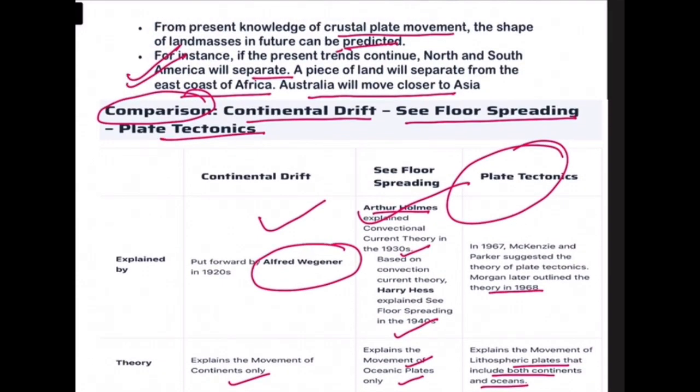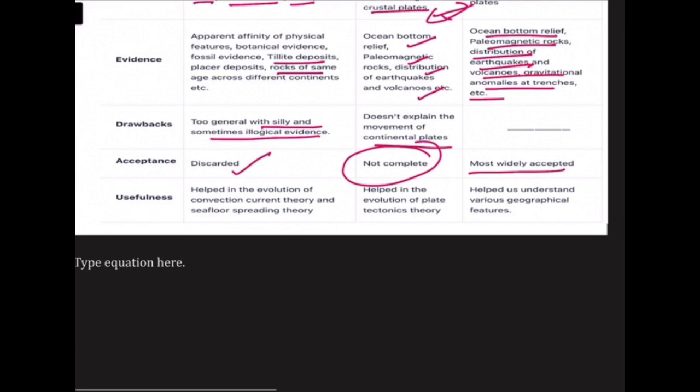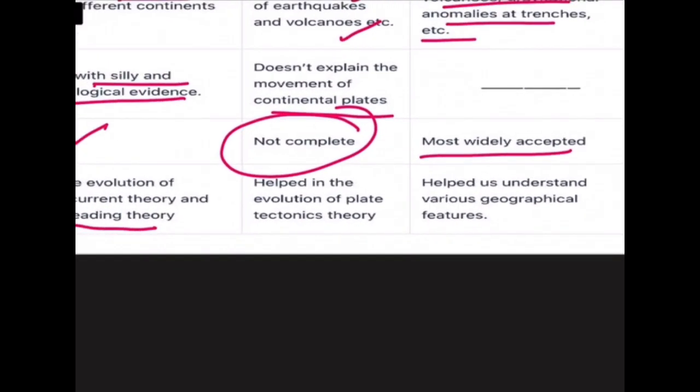Acceptance of these theories, that is continental drift theory, sea floor spreading theory, and plate tectonic theory, is as follows. Continental drift theory was discarded, sea floor spreading theory was not complete, and plate tectonic theory is most widely accepted. Now the usefulness of continental drift theory is that it helped in the evolution of convection current theory and sea floor spreading theory, and the usefulness of plate tectonic theory is that it helps us understand various geographical features, while the usefulness of sea floor spreading theory is the evolution of plate tectonic theory. Okay, so this theory mainly evolved into plate tectonic theory.